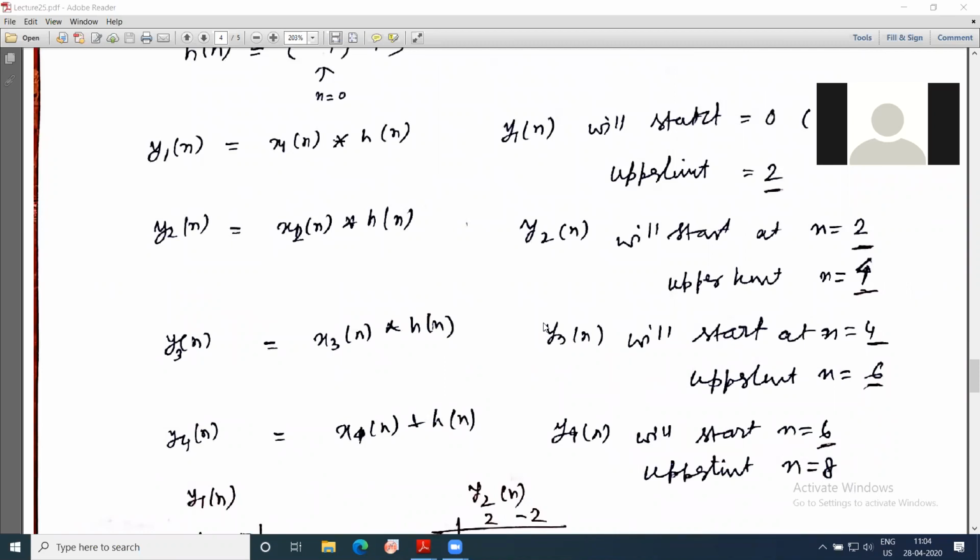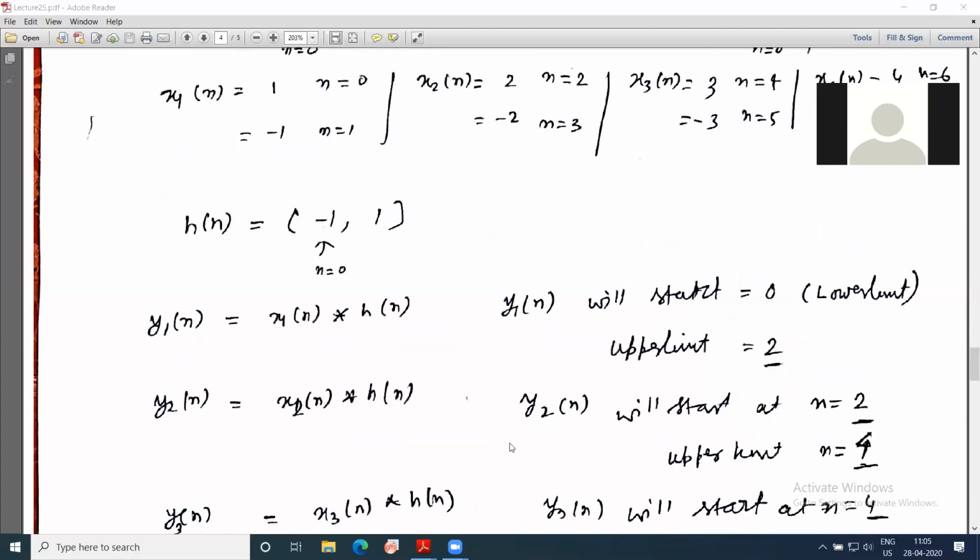Now what you observe is that this is 0 to 2, but here again 2 to 4, so 2 is common. This is 0 to 4, again 4 is common, again 6 is common. All right, fine. This is what we have seen.